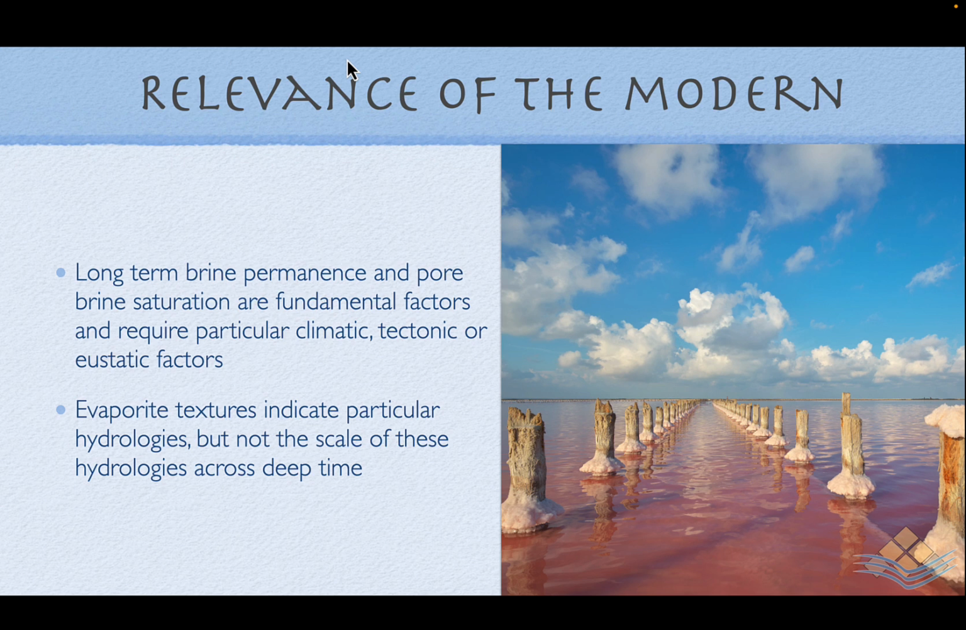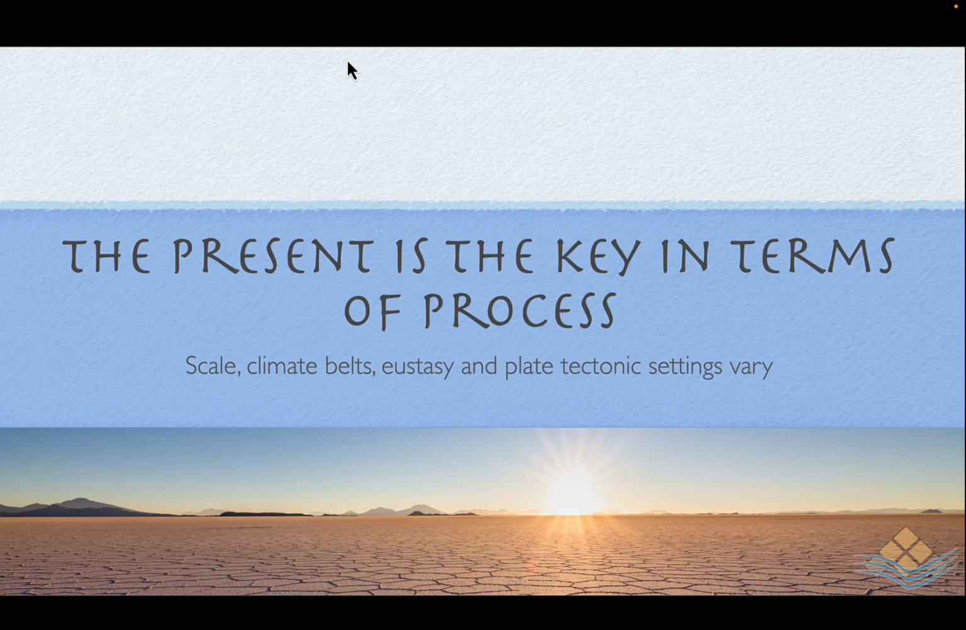And as we saw earlier in the course, the evaporite textures that we see are indicating particular hydrologies. Our models are based on what we saw in the Holocene in these cool arid belts, coastal and inland, but we extrapolate those textures back into the ancient. We always think of it in terms of scale: the hydrologies in the Holocene are much smaller than the scale of what we see in ancient evaporite depositional systems.